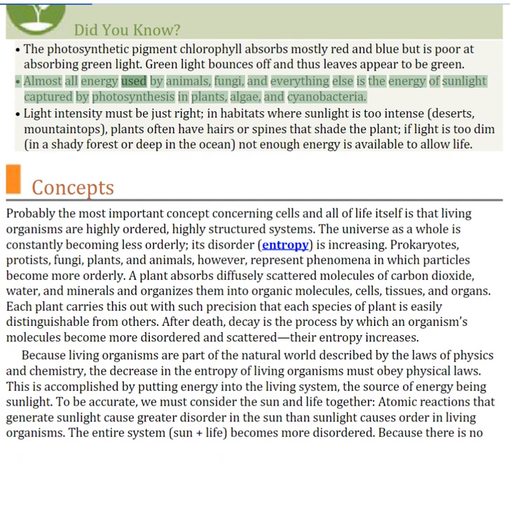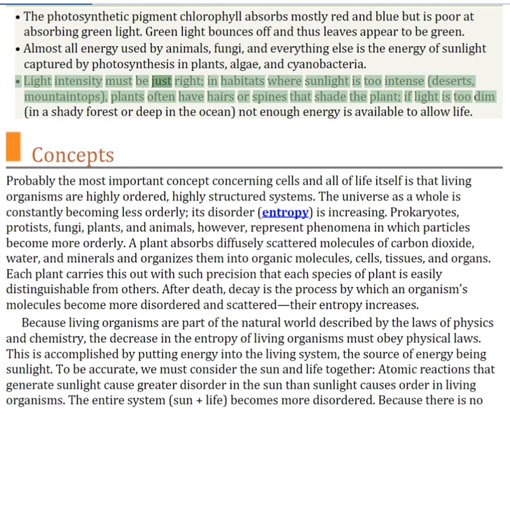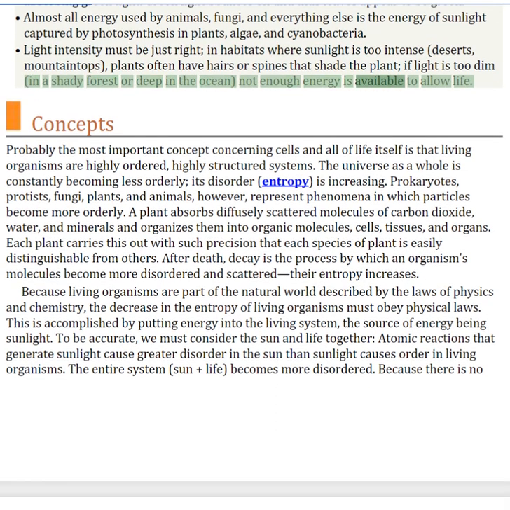Almost all energy used by animals, fungi, and everything else is the energy of sunlight captured by photosynthesis in plants, algae, and cyanobacteria. Light intensity must be just right. In habitats where sunlight is too intense, plants often have hairs or spines that shade the plant. If light is too dim, not enough energy is available to allow life.